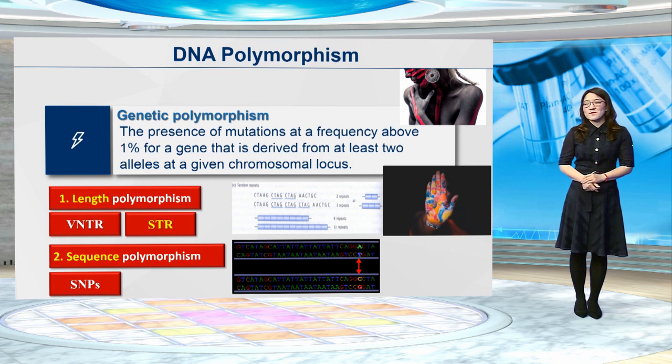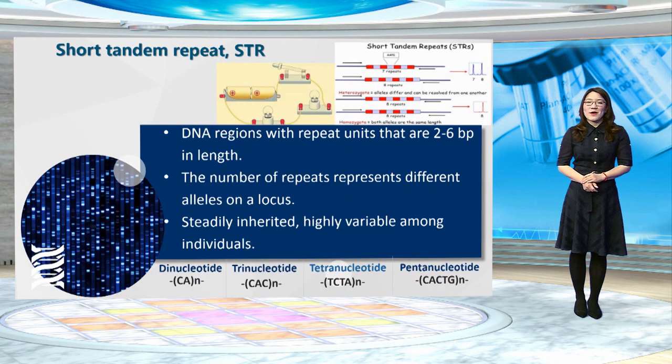There are 2 forms of DNA polymorphism, that is, sequence polymorphism and length polymorphism. Sequence polymorphism indicates a difference in a single base, so we call it single nucleotide polymorphism. And length polymorphism is divided into STR and VNTR. The STRs are the most commonly used markers now.